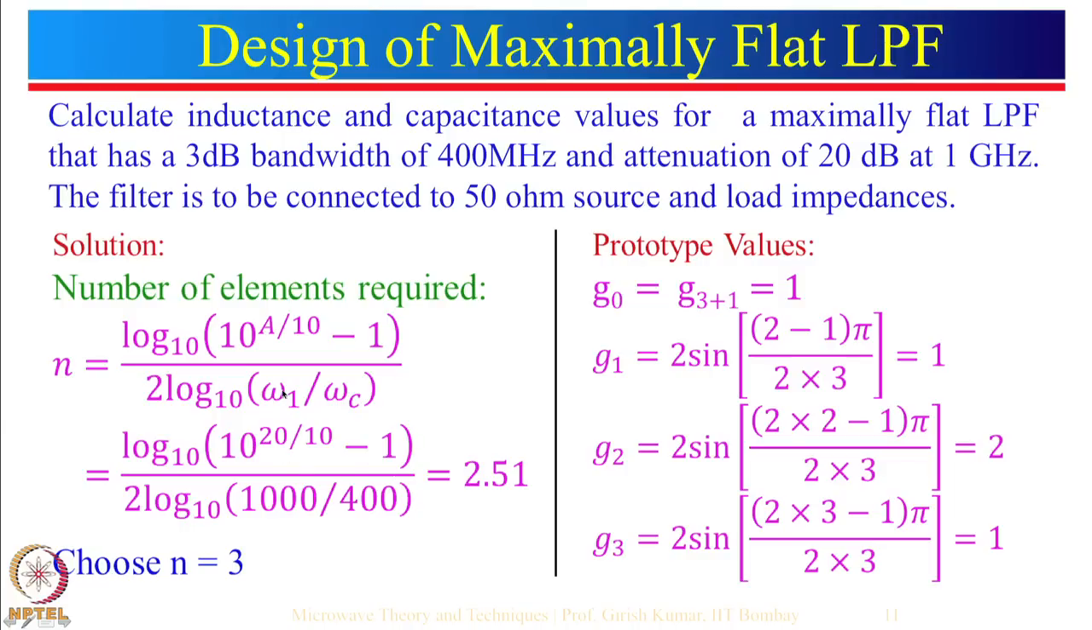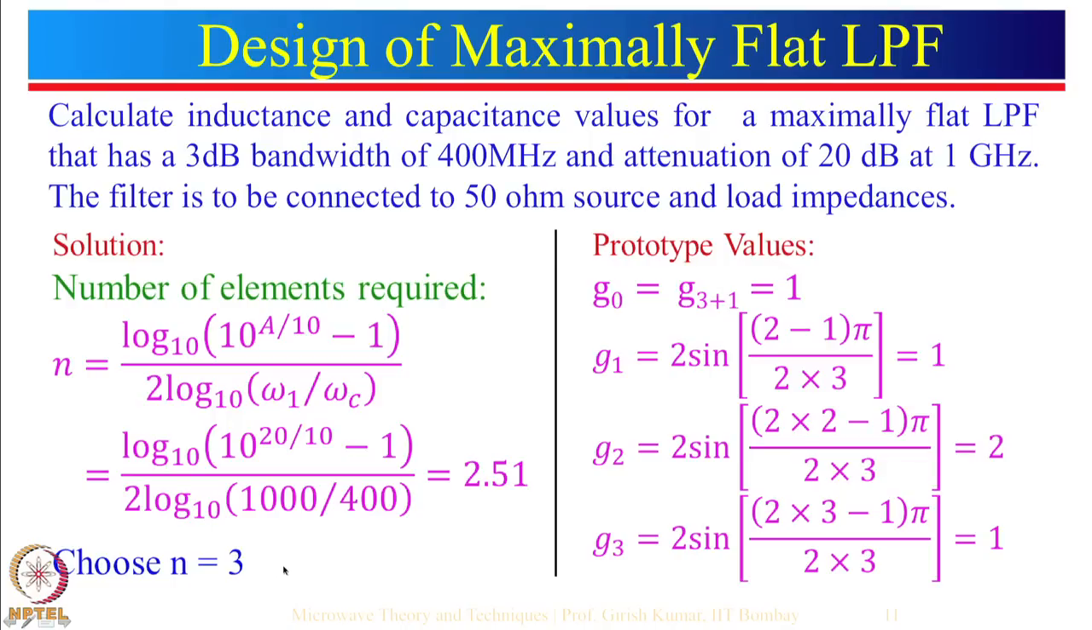Then for omega 1, we want attenuation of 20 dB at 1 gigahertz. So, that is 1000 in terms of megahertz divided by omega c, which is 400 megahertz. So, that comes over here. This comes out to be 2.51. Of course, we can't take a real number for order of the filter, we have to take the higher value compared to this one here. So, we choose n equal to 3.